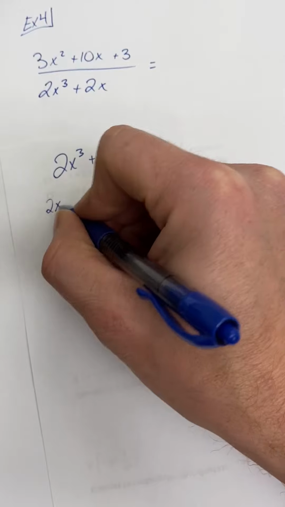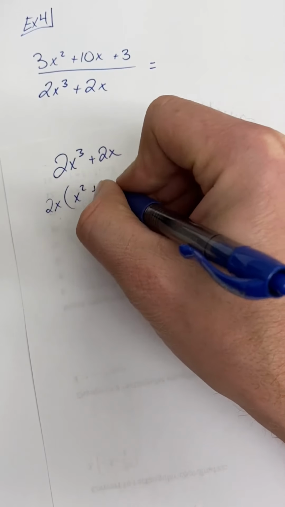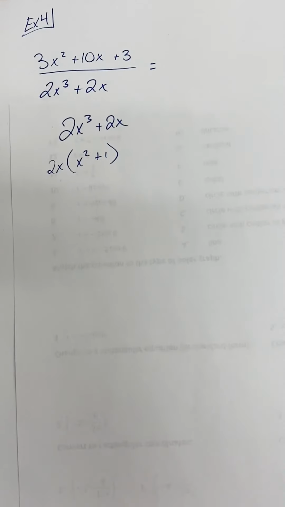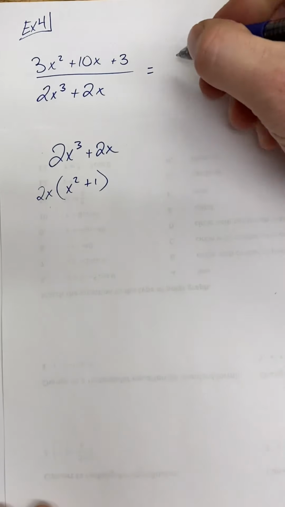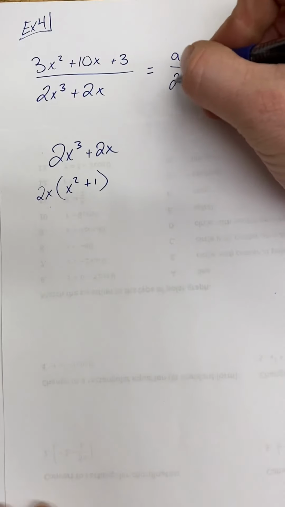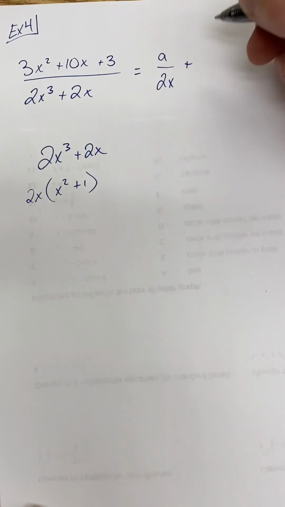They have 2x in common. Take that out, leaves you with x squared plus 1. So that's the two denominators we're going to go with, 2x and x squared plus 1. So something over 2x, that's kind of the easy one. Now you got to be really careful.